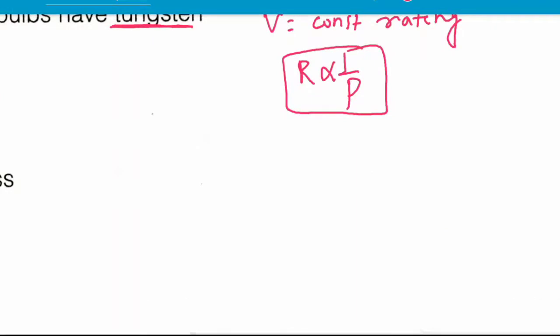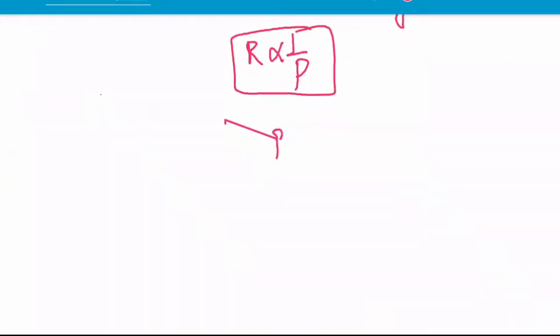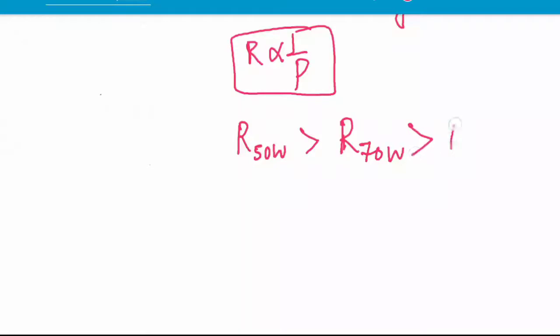So what will happen, the resistance of the 50 watt bulb will be highest, the resistance of the 70 watt bulb will be medium, and the resistance of the 80 watt bulb will be minimum, because the maximum is the power, the minimum will be the resistance, as we have seen here.